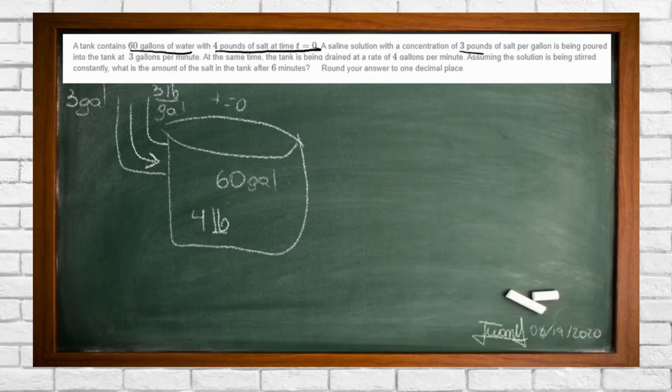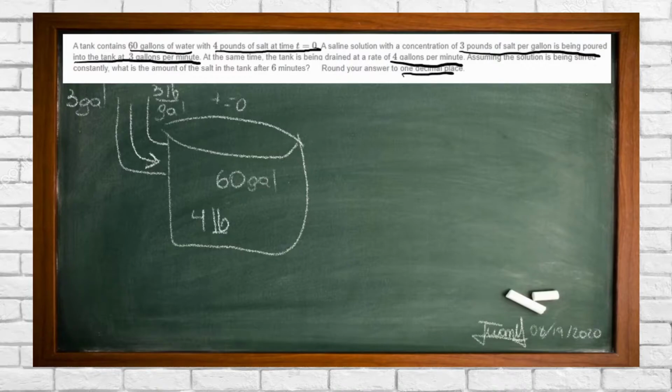Let me highlight this. So it's being poured into the tank at a rate of 4 gallons per minute. All right. At the same time, the tank is being drained at a rate of 4 gallons per minute. Assuming the solution is being stirred constantly, what is the amount of salt in the tank after 6 minutes? Round your answer to 1 decimal place.